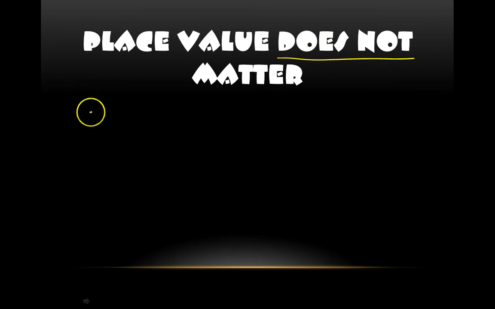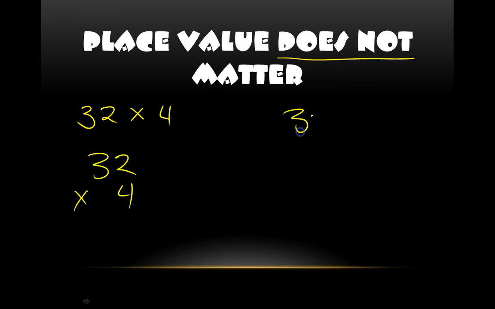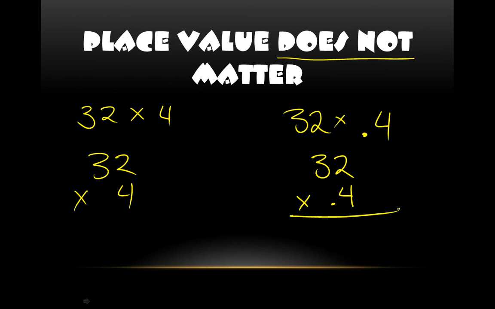So just like we multiply 32 times 4, we just write out 32 times 4. If we had 32 times 0.4, we would write it out the same way. We write it out like the decimal's not even there. And then we multiply it out the same way. We would multiply it out: 4 times 2 is equal to 8. 3 times 4 is equal to 12.